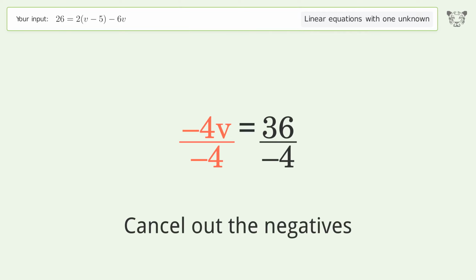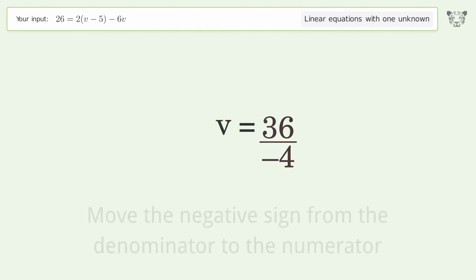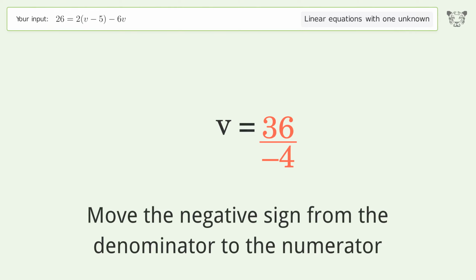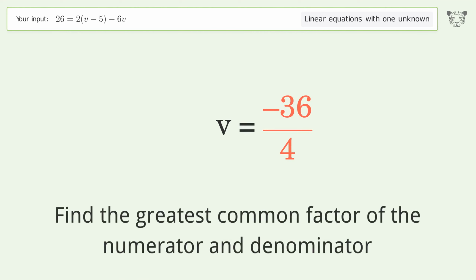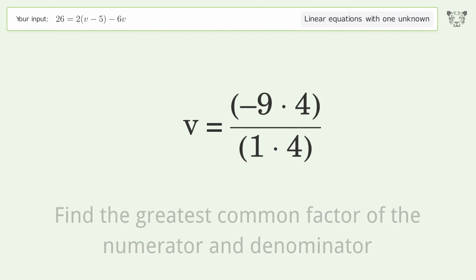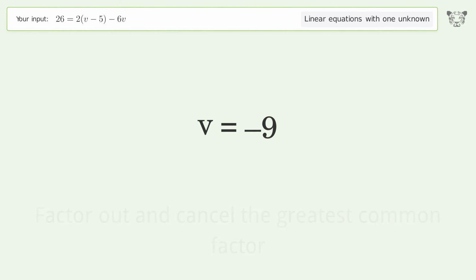Cancel out the negatives. Simplify the fraction. Move the negative sign from the denominator to the numerator. Find the greatest common factor of the numerator and denominator. Factor out and cancel the greatest common factor. And so the final result is v equals -9.